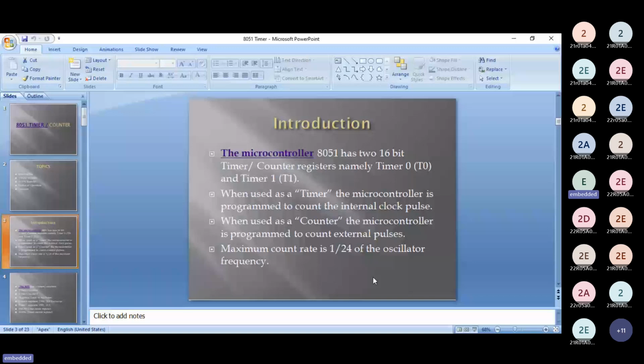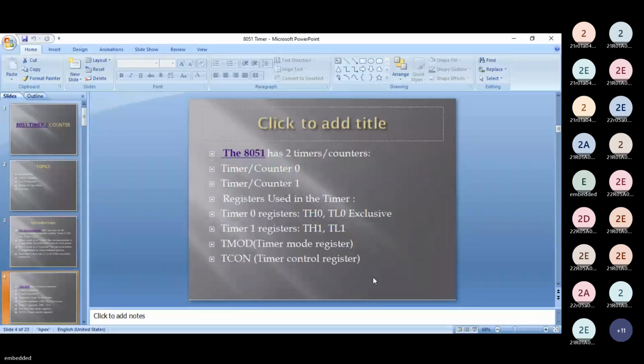When the timer is used, the internal clock pulses are counted. When the counters are used, the microcontroller is programmed to count the external pulses. So mainly the 8051 microcontroller has two timers, T0 and T1, also known as Timer 0 and Timer 1. So the 8051 has two timers and counters: timer or counter 0 and timer or counter 1. These are the two types of timers or counters present in the 8051.